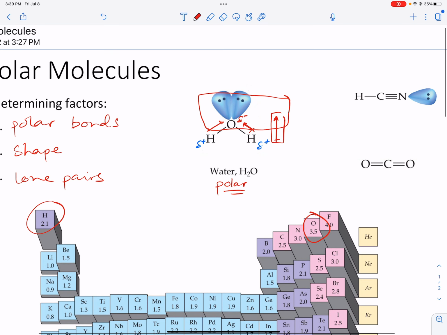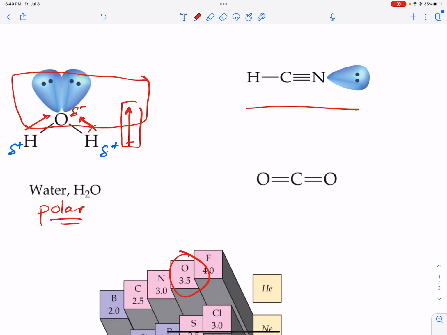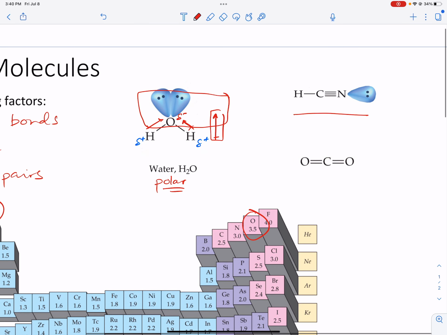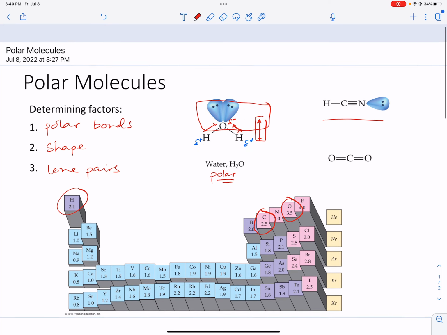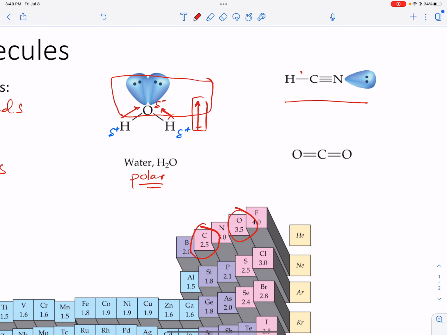Let's consider two other examples, though, in case we still don't fully understand. All right, let's look at HCN, hydrogen cyanide, right here. So we've got two different kinds of bonds here. We've got a carbon bonded to hydrogen, and we have a carbon triple bonded to nitrogen, but that's just one kind of bond, a carbon-nitrogen bond. So carbon bonded to hydrogen, we need to decide, is that a polar bond or a nonpolar bond? So carbon has a value of 2.5, hydrogen 2.1, so the difference there is a value of 0.4, which means this bond right here is not polar.